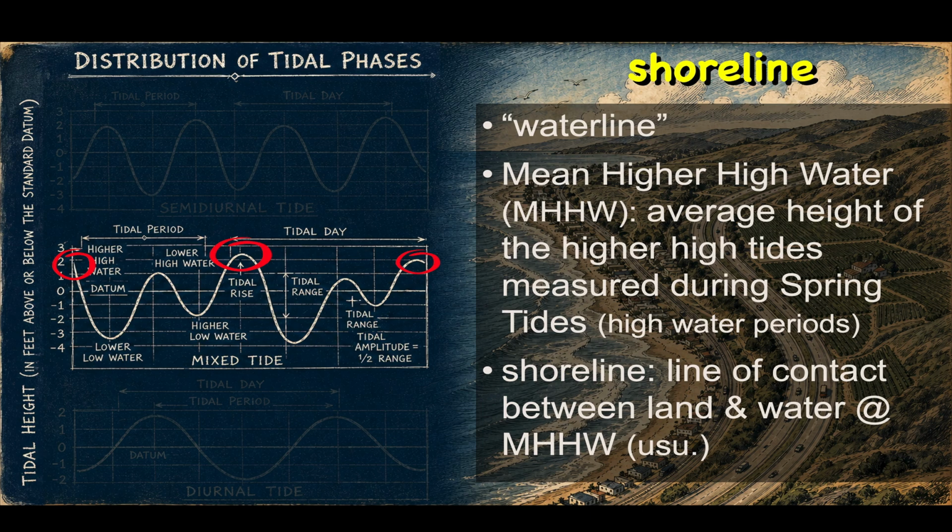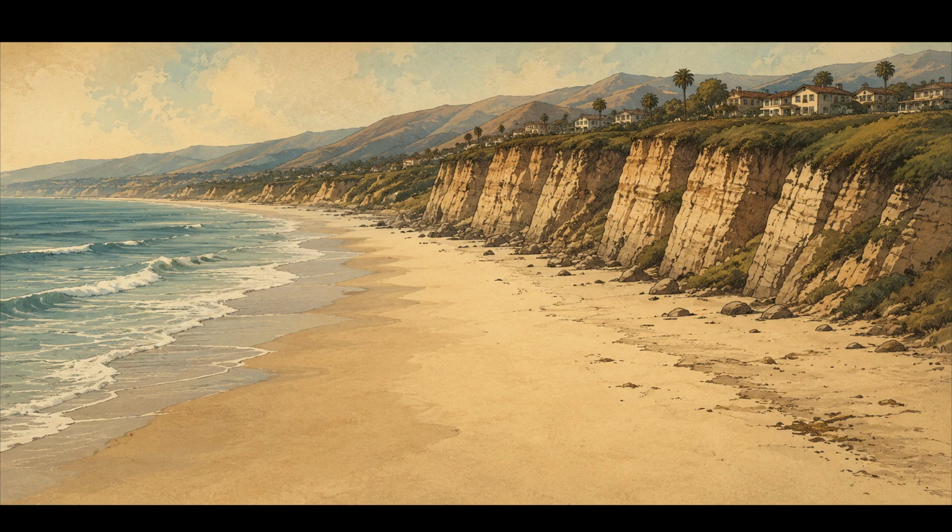And while we could do this in many different ways, the most common one is to use the mean higher high water, so to average the higher high water at a particular location. And that is what we typically use to define the shoreline, the water line. And that's how we know about our tides.